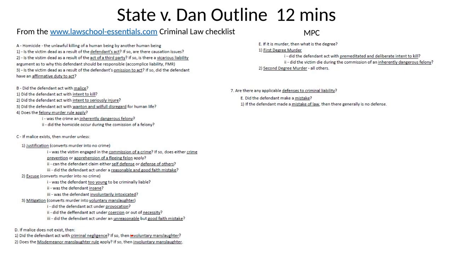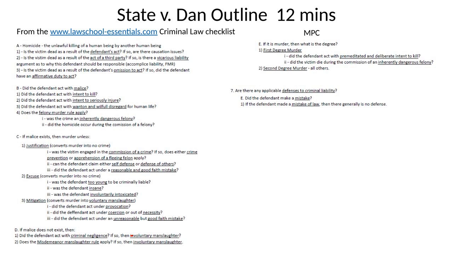Okay, let's move on. So this outline, I've shown that you could take 12 minutes to get this outline together. Here's the homicide, and it's a result of the defendant's act. You don't have to worry about number 2 or number 3. And did the defendant act with malice? Well, using poison, I think is.